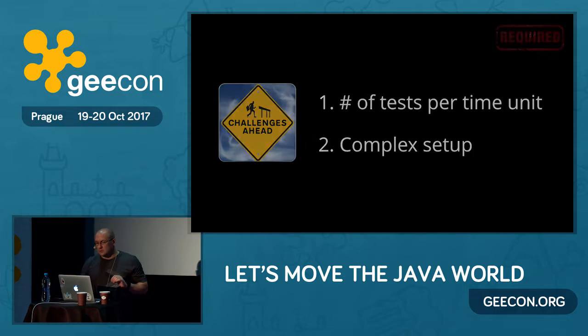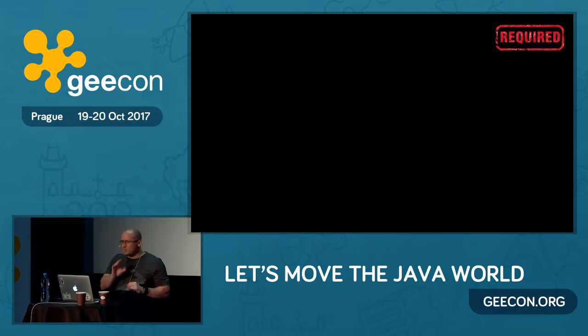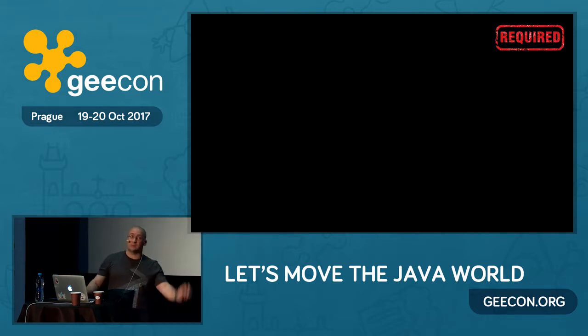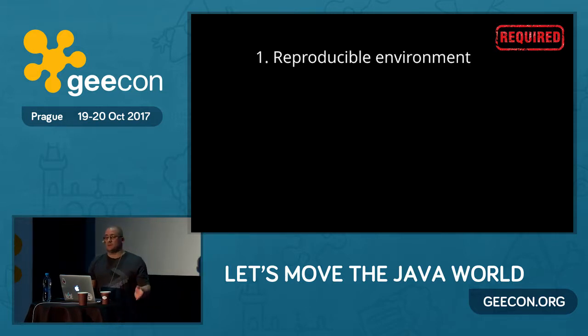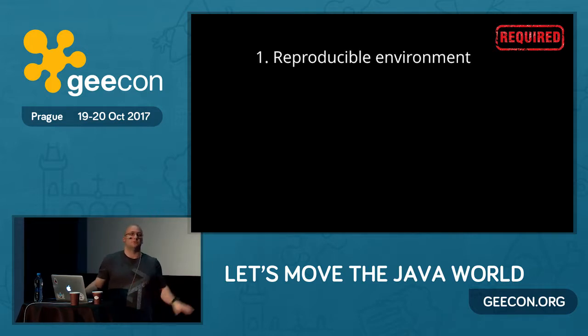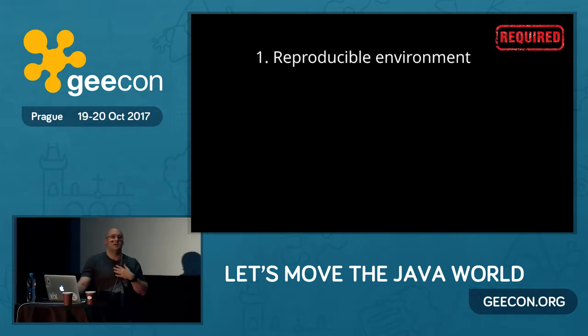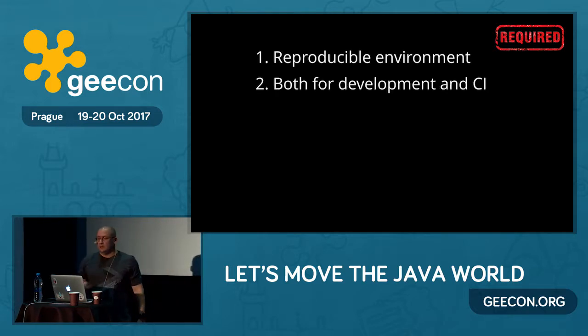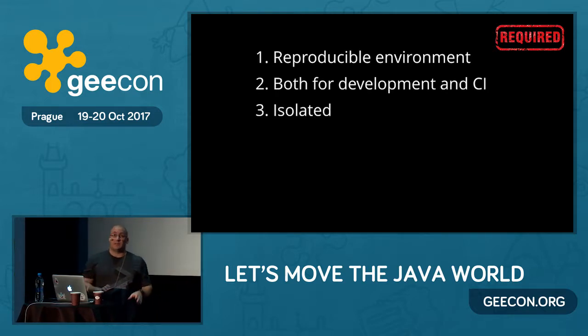So what are the requirements that we want to have in our projects for those integration tests? First of all, a reproducible environment should be the foundation, right? So if I run the test, you run the test, it should be the same result, right? Like on my machine, on your machine, in the continuous integration environment.